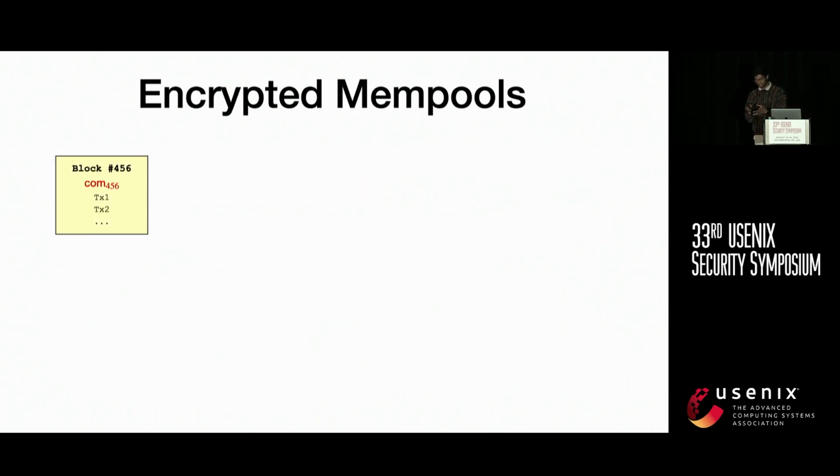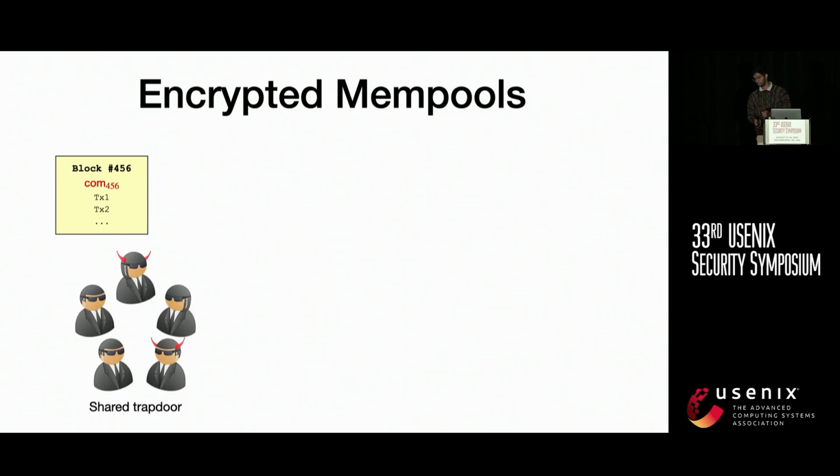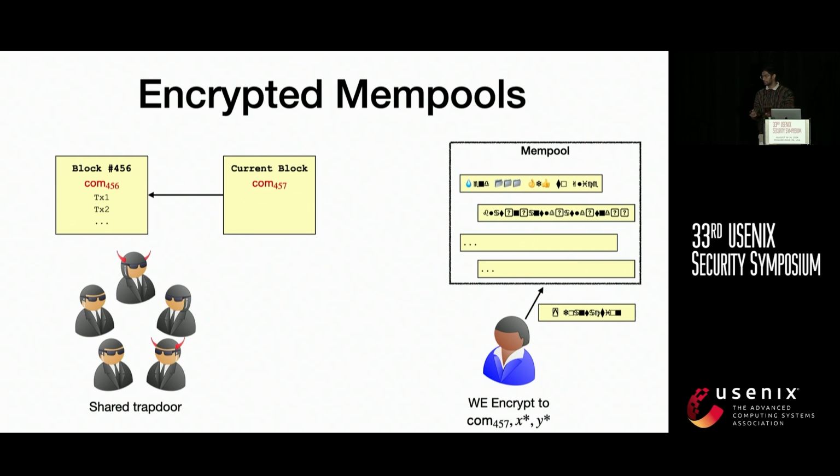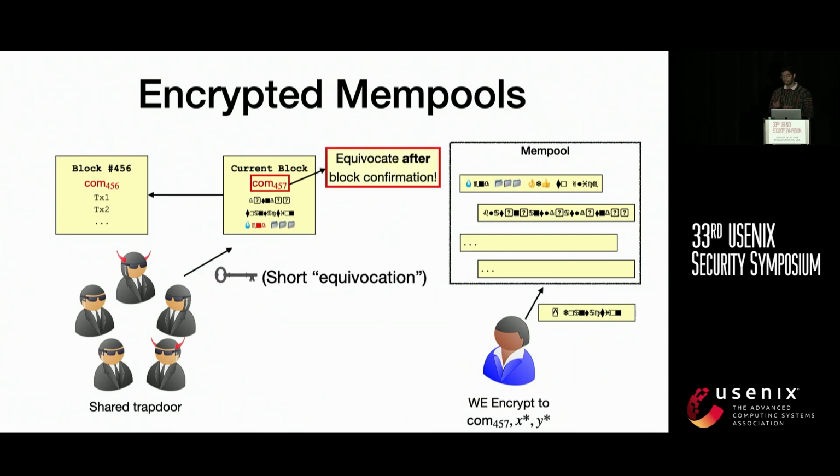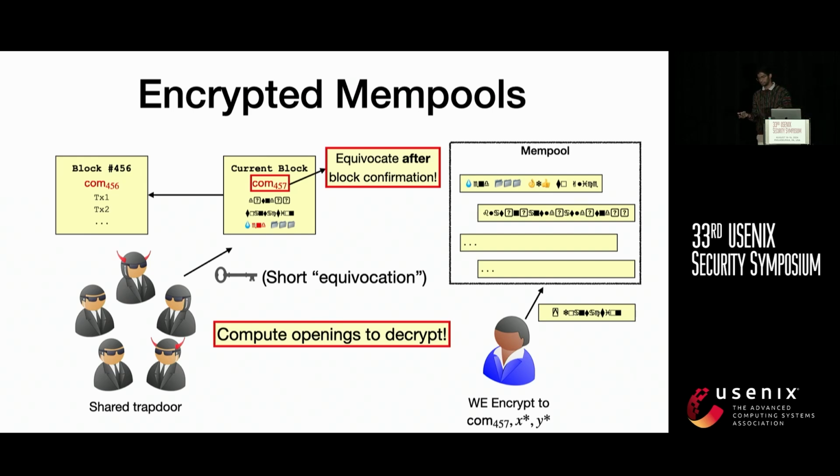So if you use this scheme, what do encrypted mempools now look like? So let's say that's the state of the blockchain. There's a committee with a shared trapdoor. And in the current block, they're going to first publish some random polynomial commitment. And clients are going to now create these witness encryptions that I mentioned earlier. So now the mempool is fully encrypted. And once these encrypted transactions make it onto the current block, let's say it's finalized, and if people have signed off on it, the committee is going to publish this short equivocation. And they only do this after block confirmation. And all you have to do is compute the opening proofs to decrypt.